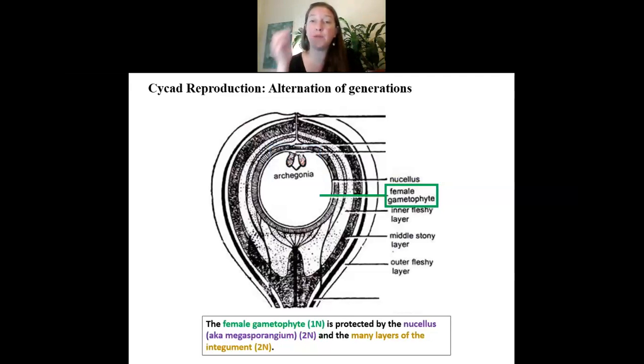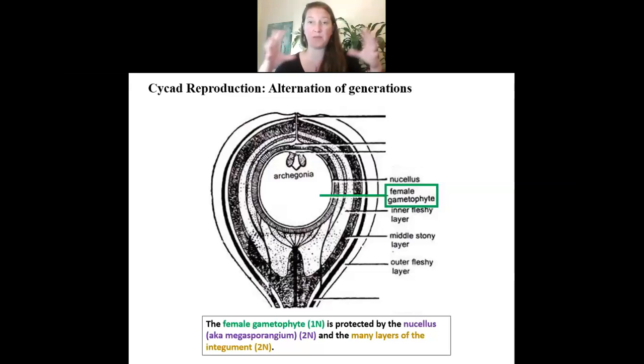And so the female gametophyte plant is very well protected, way better protected than it was when it grew outside of the spore, and way better protected than when it grew inside the spore during Selaginella, because there it still kind of poked out a little bit of the spore.